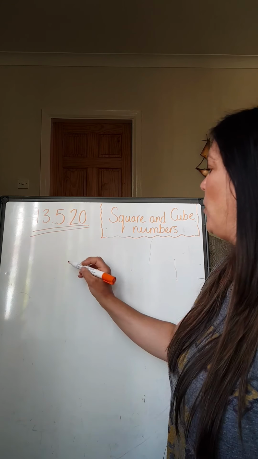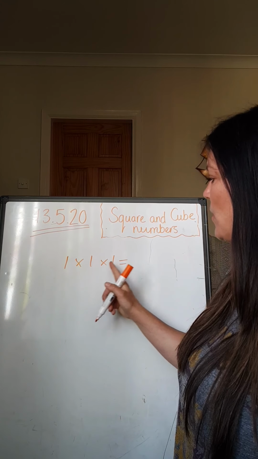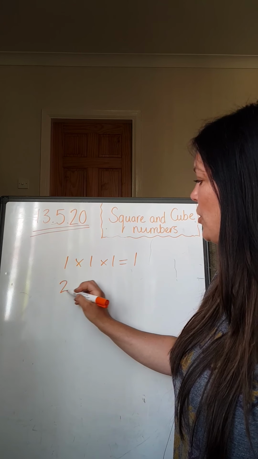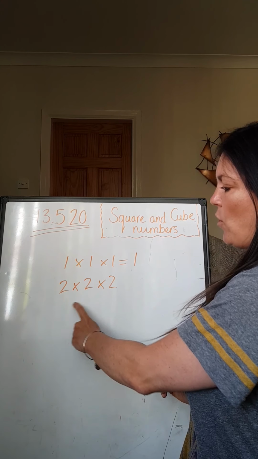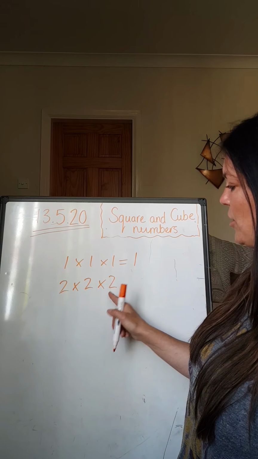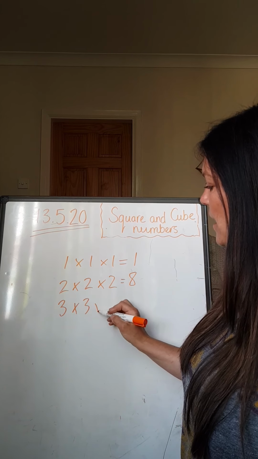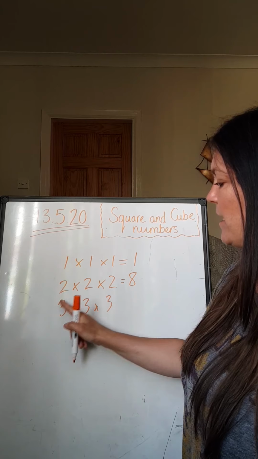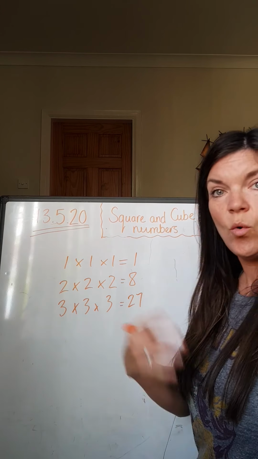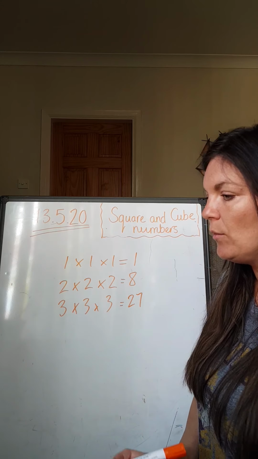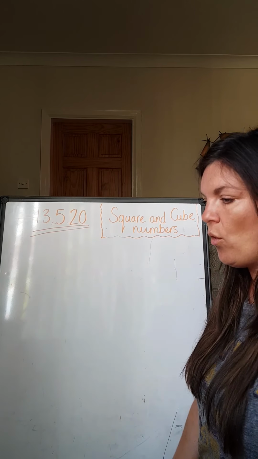Now I could write them all out again right at the start, which wouldn't take me very long. 1 times 1 times 1 is still 1. 2 times 2 times 2. Well, I know 2 times 2 is 4, and then times 4 by 2, so that one would be 8. 3 times 3 times 3. I know 3 times 3 is 9, and if I times 9 by 3, I would get 27, and so on. You can keep going and you can keep working them out. So I'm just going to look for patterns and things that I already know.